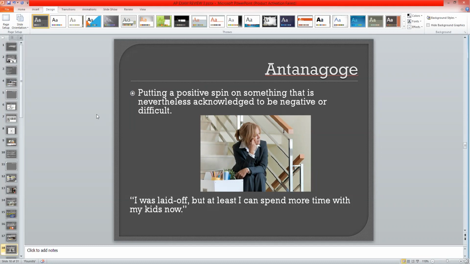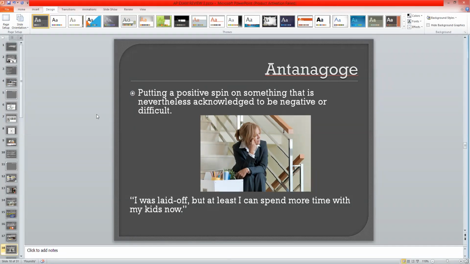Chris mentioned we may be in quarantine, but at least I have time to sleep. Yeah, so in this case, you're making the best of a bad situation, but the problem is we're in quarantine, you know what I mean? And a lot of people have been making jokes like that because they're doing antenagoge, where they're trying to emphasize the situation here.